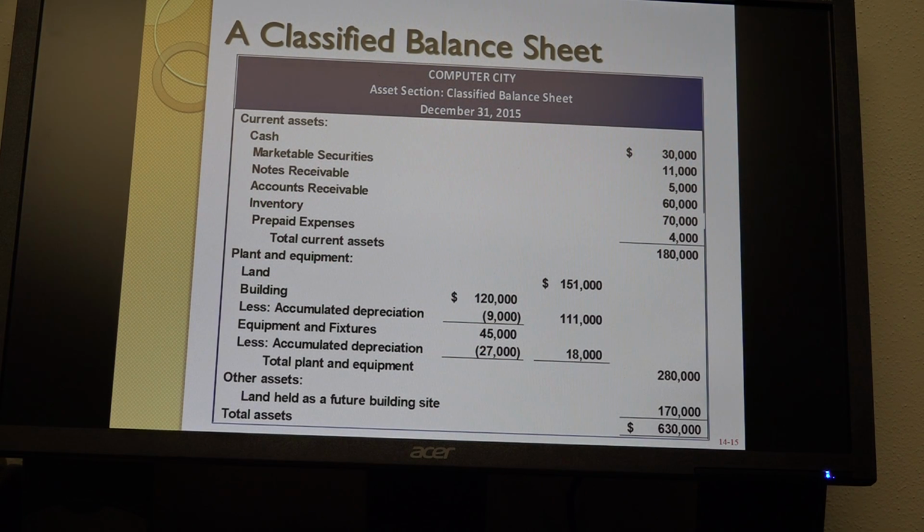All right, here is something you should be familiar with, a classified balance sheet. And again, you've got current assets lumped together and then totaled. You've got your plant and equipment, your long-term assets lumped together, and then other assets.